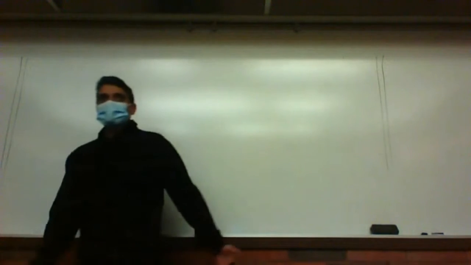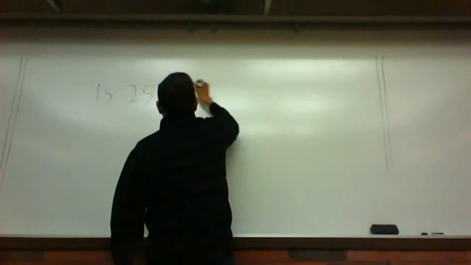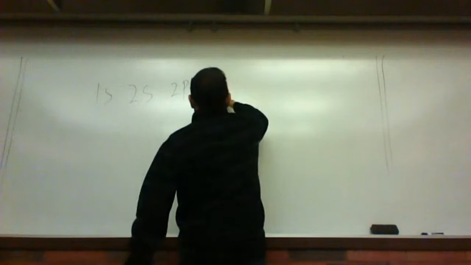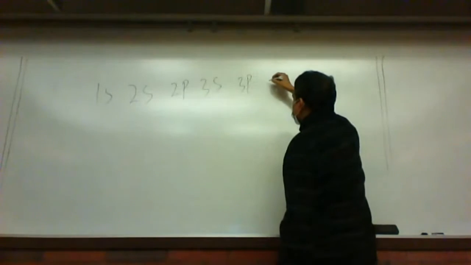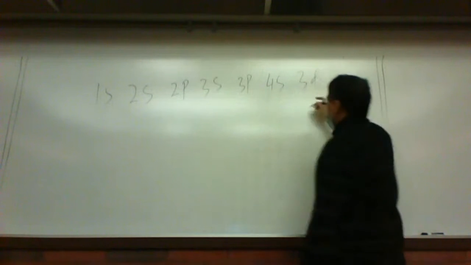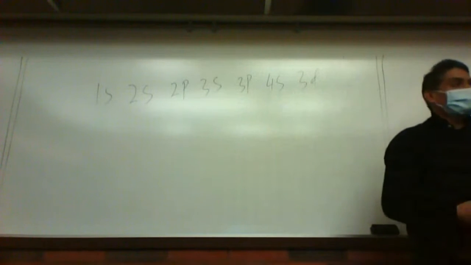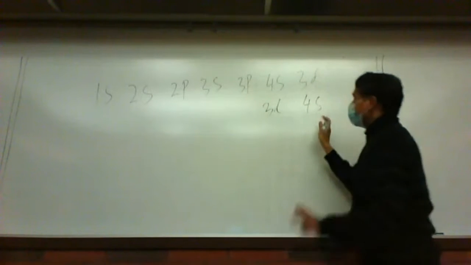So I told you how to write the electronic configuration of different atoms. First of all, what you are going to write is 1s, 2s, 2p, 3s, 3p, then after 3p you have a 4s, and you write 3d, something like this. But somewhere in the book you might see they write 3d here and 4s here, so that's okay.